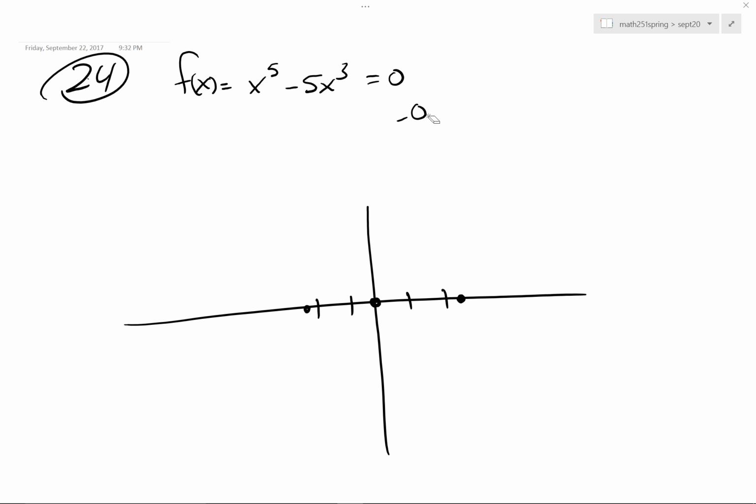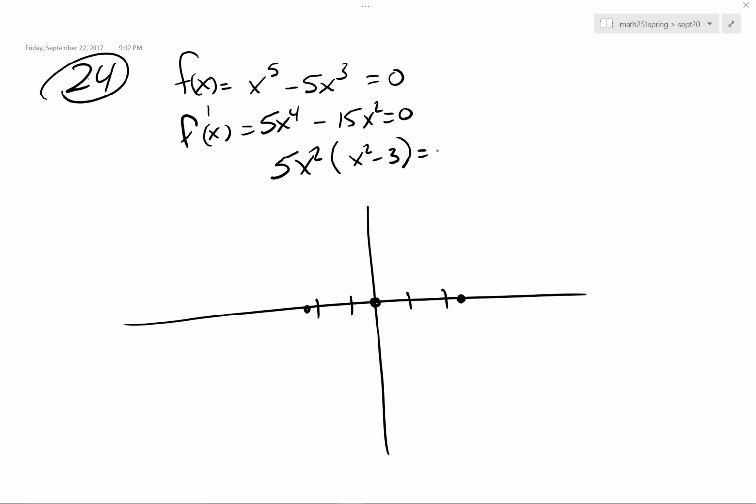Now, I'm going to take my first derivative. First derivative is 5x to the 4th minus 15x squared equals 0. Take an x squared out. Heck, take a 5x squared out. That leaves you with x squared minus 3. So 0 and plus or minus the square root of 3 is where you would have maximums or minimums. Now personally, I do that on a separate sheet over here. I come over here, this is 1.73, that's the square root there.